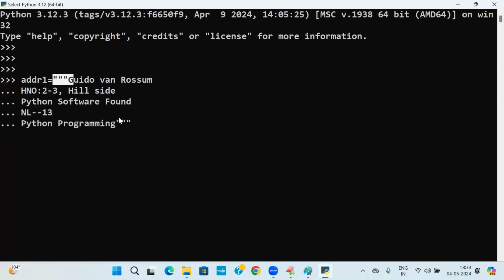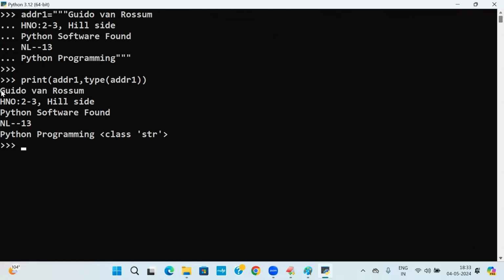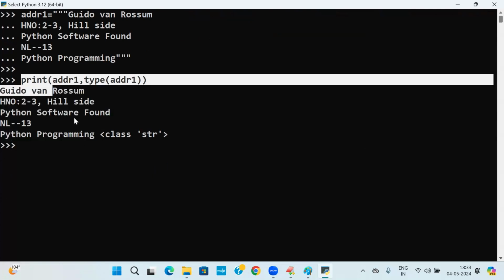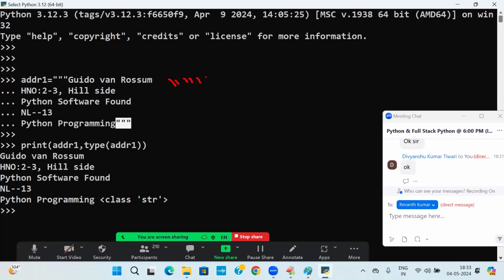When I write within triple quotes, triple double quotes or triple single quotes, now see carefully. Print of ADDR1 comma type of ADDR1. Are you able to follow? Now students, carefully try to follow. This is what I wrote, I used a print statement. Actually, this is the notation for writing multi-line string data. Whether you write it in triple double quotes or triple single quotes, do you know what is happening?